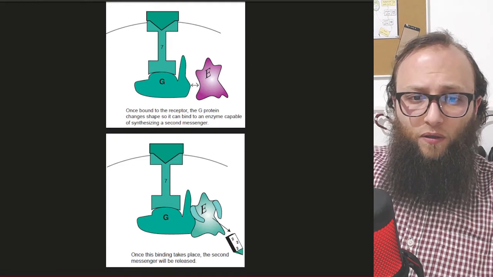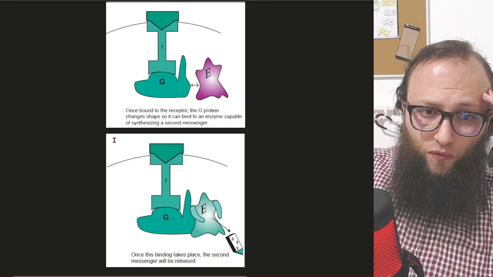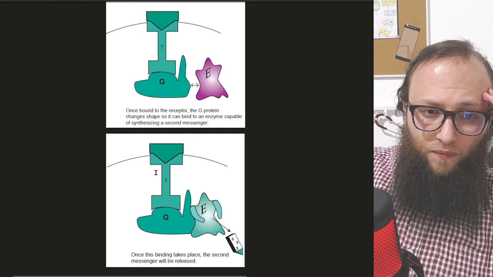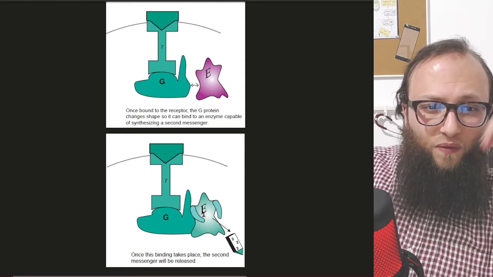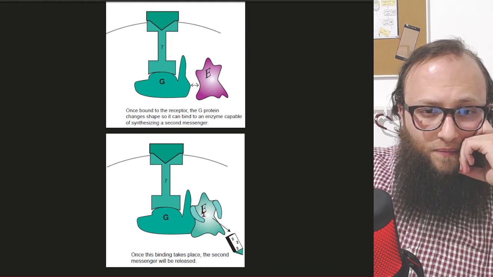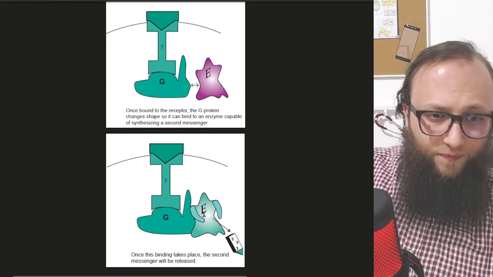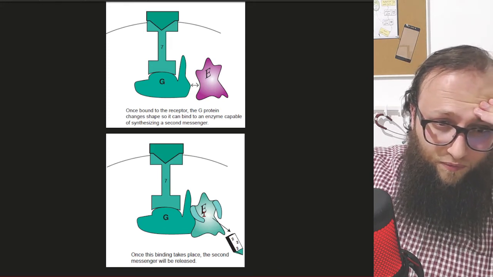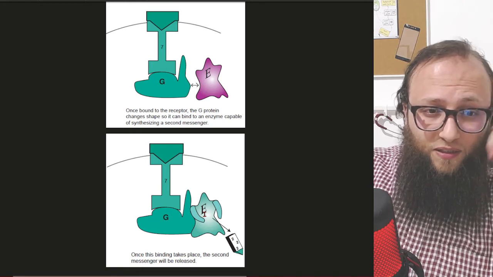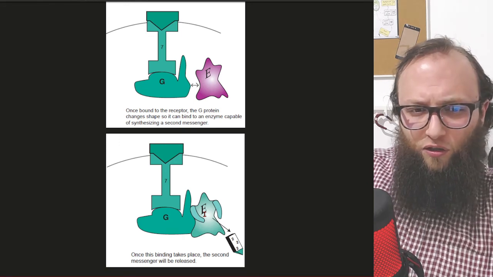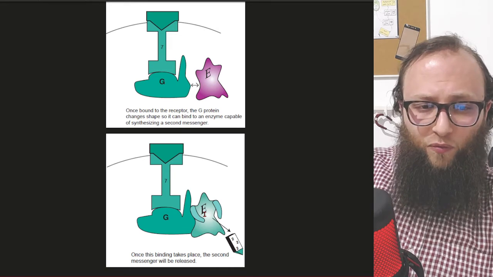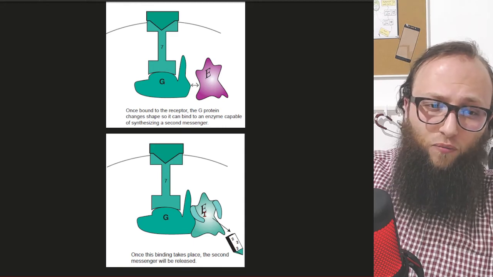Okay, so the final step in the formation of the second messenger is for the ternary complex here to bind to a messenger synthesizing enzyme. So that enzyme would activate and be capable of synthesizing the second messenger. By this process, you can see that the cooperation of all four elements wrapped together as a complex leads to the production of the second messenger.